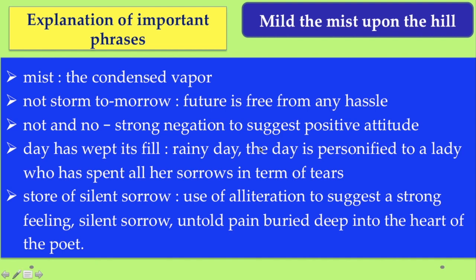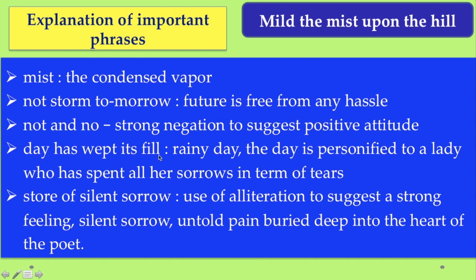That is, mist. What is the meaning of mist? Mist means the condensed vapor. Not storm tomorrow. That means the future is free from any hustle. Not storm signifies hustle. And when you say not storm, that means there was no storm, the future is hustle free. These words, no, not, these strong negative words are used, the strong negation, to suggest a positive attitude here.